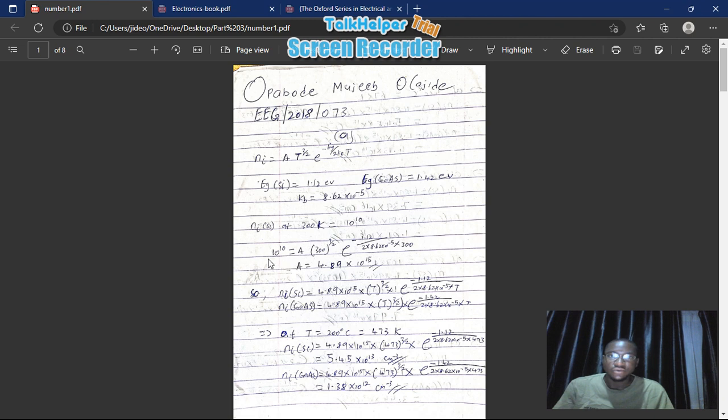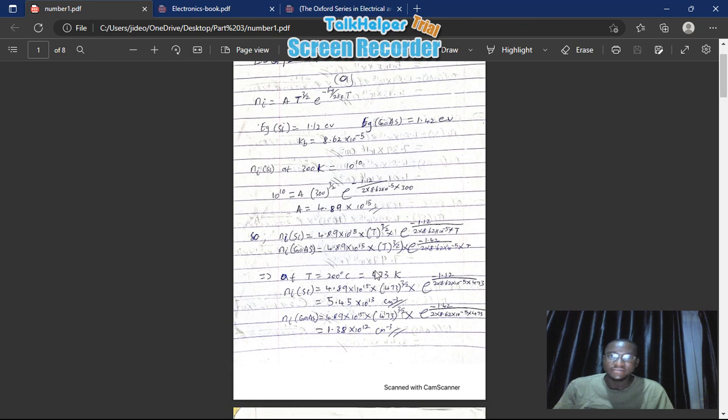So when we input that into the equation, we are able to get A, which is the constant, to be 4.89 times 10 raised to power 15. With that, we are able to get the equation for the intrinsic concentration of silicon and the one for gallium arsenide.